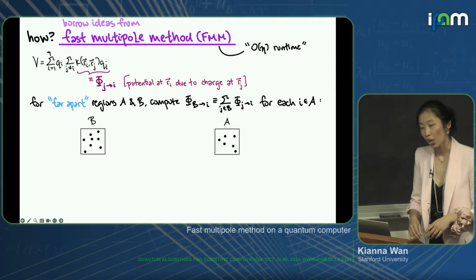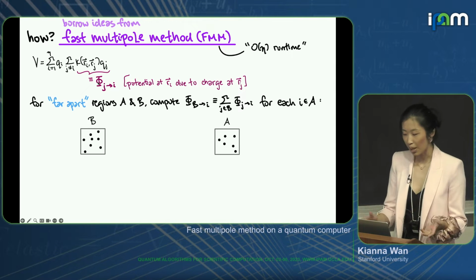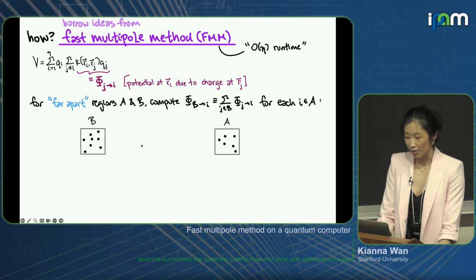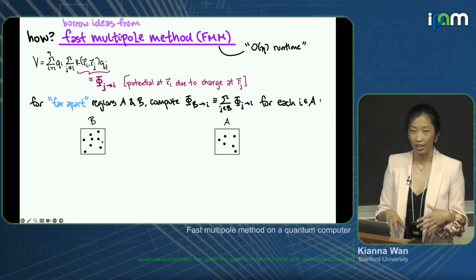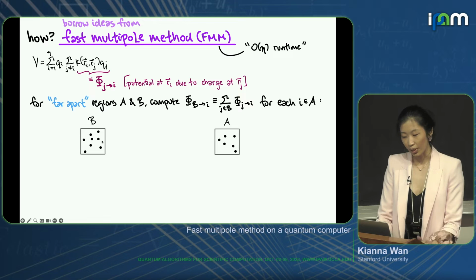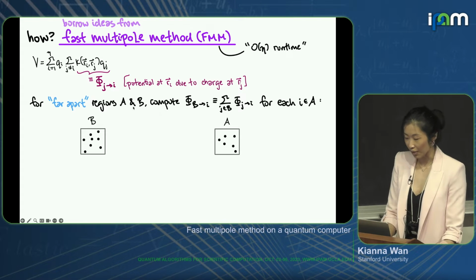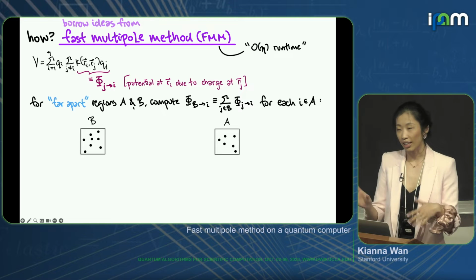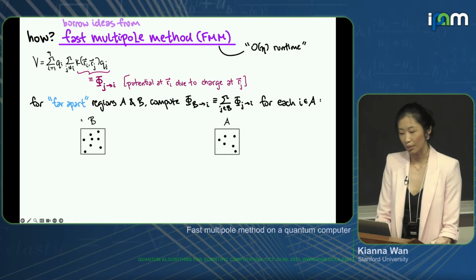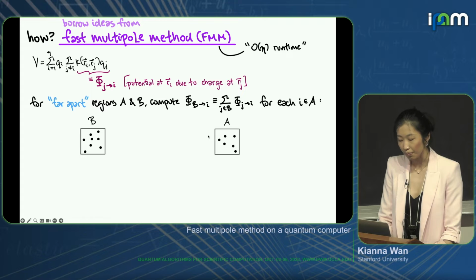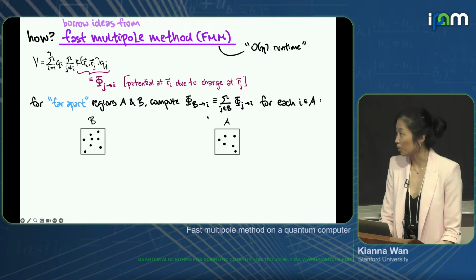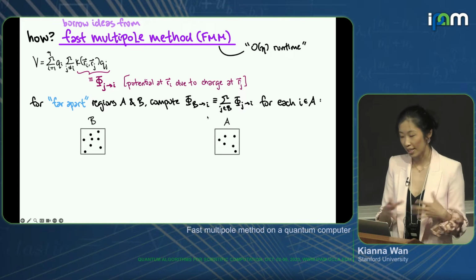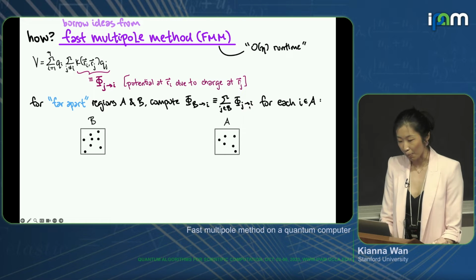So in particular, one of the main ideas of FMM is to approximate the potential between groups of particles that are far apart. So let's say we have two regions, A and B, where the distance between A and B is large, at least relative to the distance between particles within each region. And let's consider the problem of computing phi sub B to i, which is the potential at particle i due to all of the particles j in B.